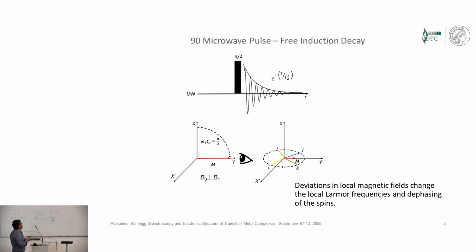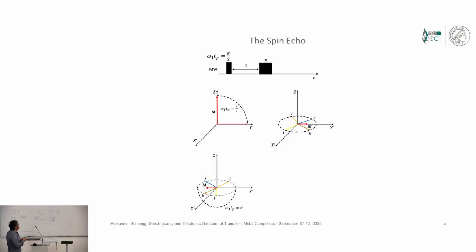However, as I already told you, we cannot do this, because our detection is not fast enough. But we can do something else, and this is creating so-called spin echoes. A spin echo works in the following way: we again flip our magnetization into the XY plane. In the XY plane, it dephases and creates an FID. This is not shown here. This FID would be here. And then we apply an additional pulse, which is a pi pulse, which flips the whole pancake 180 degrees.